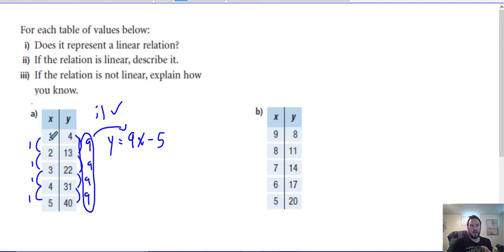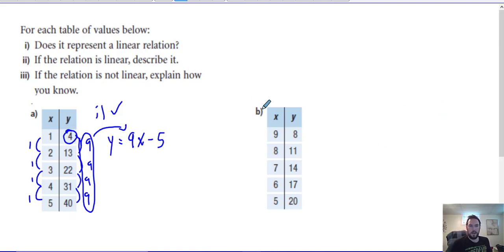We can say, okay, well, 9 times 1 gives me 9, but then when I minus 5, it gives me the 4 I'm looking for. Perfect. 9 times 2 gives me 18, right? I take this 2, plug it in for x, and I get 18. And then when I minus 5, I get the 13 I'm looking for. Awesome. And then if I checked it for 3 and 4 and 5, what I would find is I get the numbers that I'm looking for.